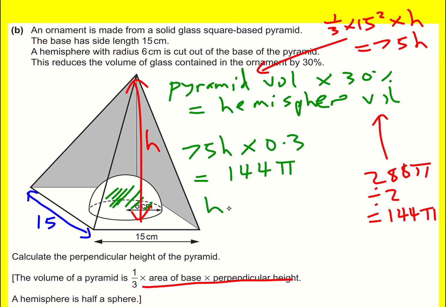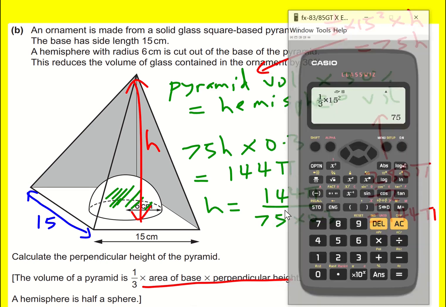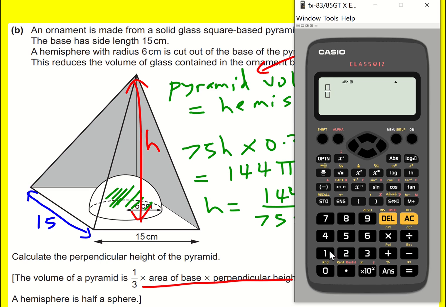We're nearly there. All we need to do now is take this 144 pi, divide it by the 75, and divide it by the 0.3. That's the same as doing this. Put that into my calculator. So I've got fraction button, 144 shift pi divided by 75 times 0.3. That equals 32 over 5 pi.